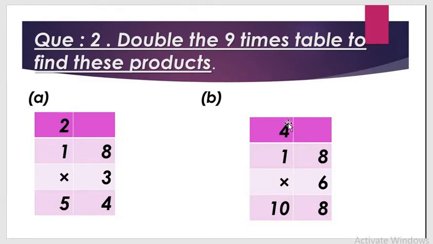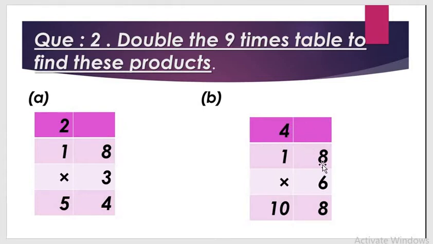Now question number B, 18 sixes. 18 sixes is equal to how many? We count one by one, step by step. First 6 multiplied by 8, then 6 multiplied by 1. So 6 eights are 48. How can we write 48? 8 here and 4 as a carry.